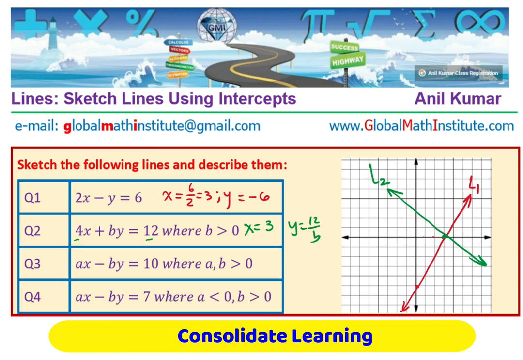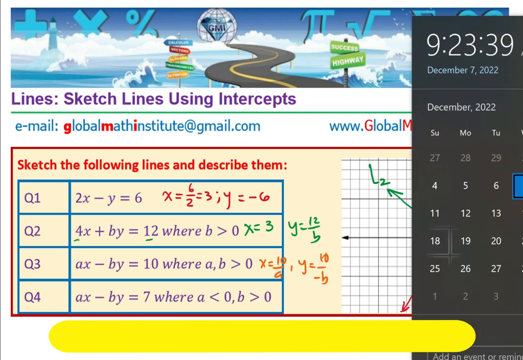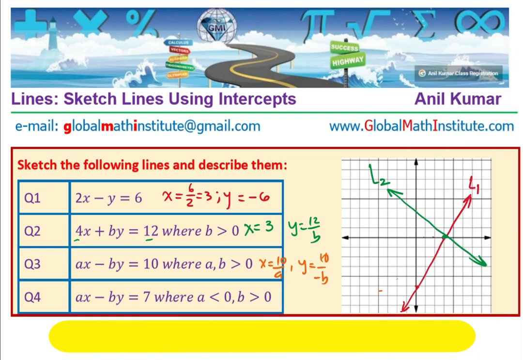Then we had the equation, which was ax minus by equals to 10. A and b both are positive, and we have x equals to 10 over a, which is positive, and then we have y equals to 10 over minus b, right, which is negative. So negative and positive. So we have this line, which will go something like this, correct?